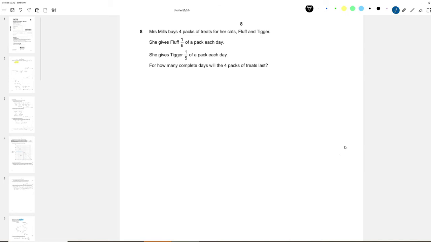So when I'm going to work out this, I'm going to work out how much of the pack for both of them combined each day. So I need to do 1/6 add 1/5. Now remember, in fractions I need to make a common denominator. So I'm going to times this by 5, times this by 5, times this by 6, times this by 6. Remember, the reason why I'm timesing this by 6 and this by 6 is to make sure they are equivalent. What I do to the bottom of the fraction I must do to the top.